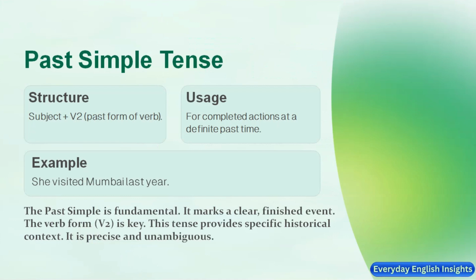Let's start with the past simple tense. Structure: subject plus V2, the past form of the verb. Usage: this tense is used for actions completed at a specific point in the past. Example: she visited Mumbai last year.